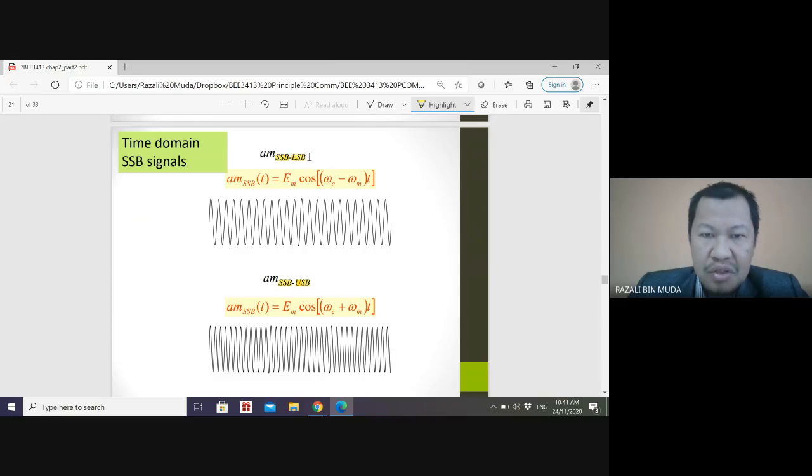Of course, the lower sideband is slightly less in frequency compared to the upper sideband. You can see from this figure that the upper sideband frequency is slightly higher than the lower sideband. Of course, because this is minus and this is plus: the carrier frequency plus the information or modulating frequency is higher than the carrier frequency minus the modulating frequency.